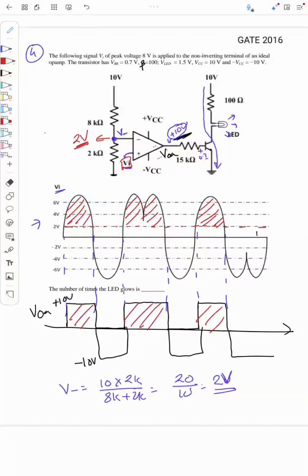So the question is the number of times the LED glows when this signal is applied. What is the number of times when the LED glows? It is 1, 2, 3. So it glows 3 times for this given input signal.